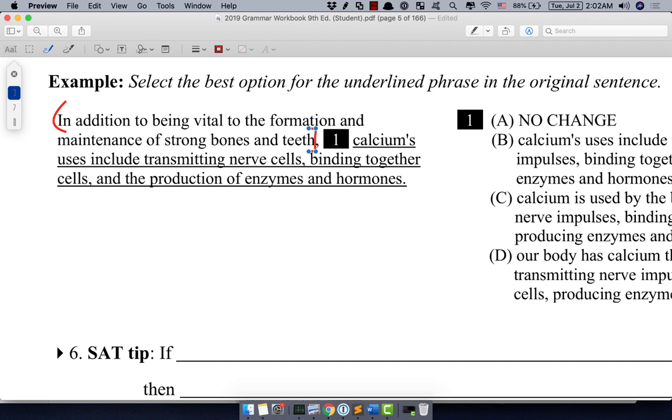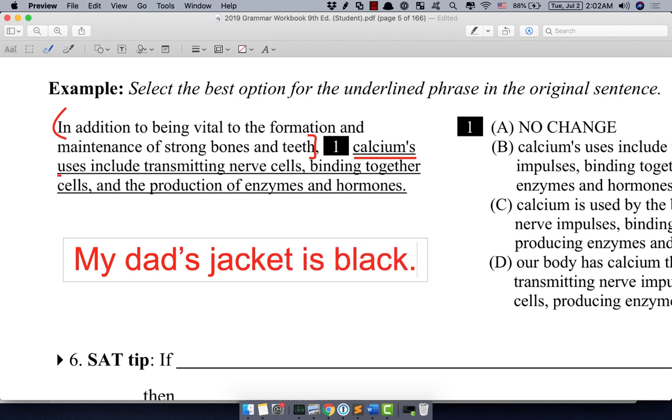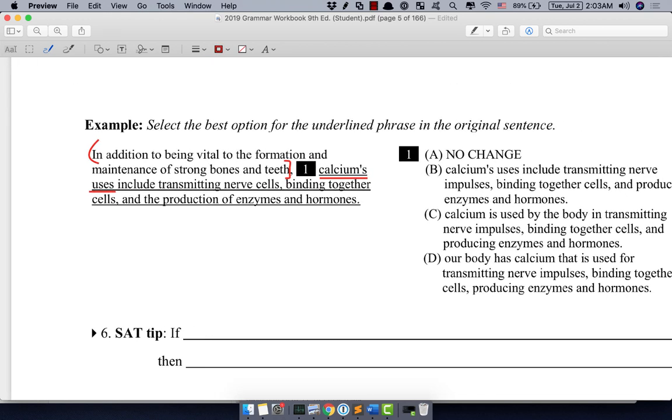Choice A might be tricky. Is it calcium's or calcium's uses? Students get confused with this too. A quick way to figure out whether this is talking about calcium or uses is to imagine a sentence like, "My dad's jacket is black." Here I also have "calcium's uses," like "my dad's jacket." Is this talking about the thing before the apostrophe, my dad? Is it talking about my dad is black, or my jacket is black? Probably the jacket is black. My dad could be black, but the jacket is black. Same thing here, calcium's uses. This is talking about the uses, not calcium. Okay, so that's choice A.